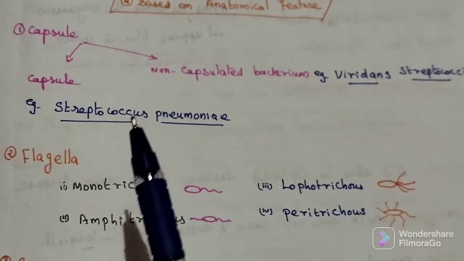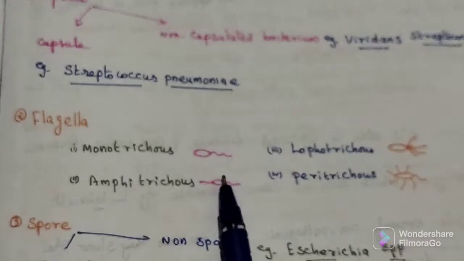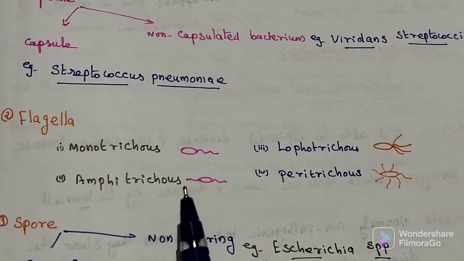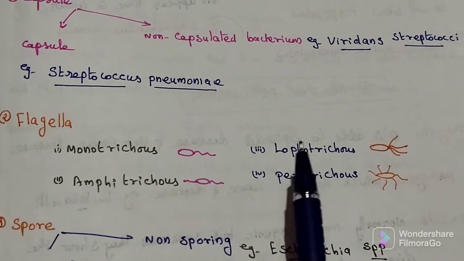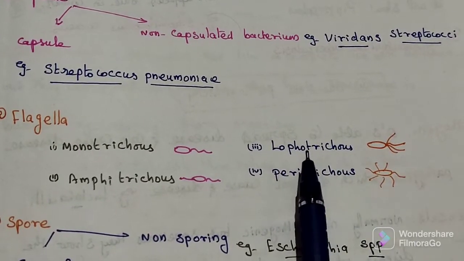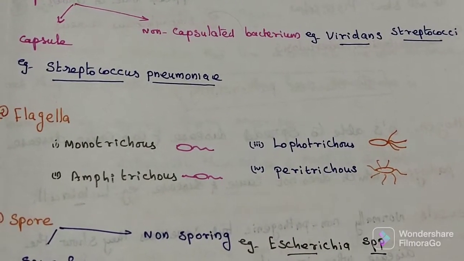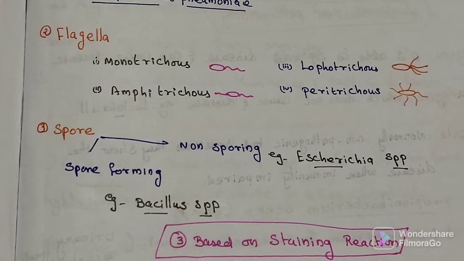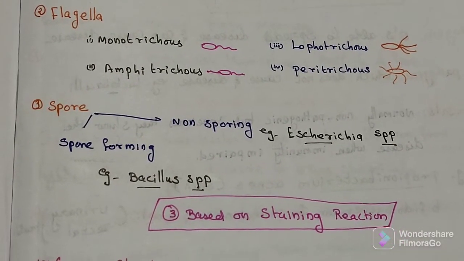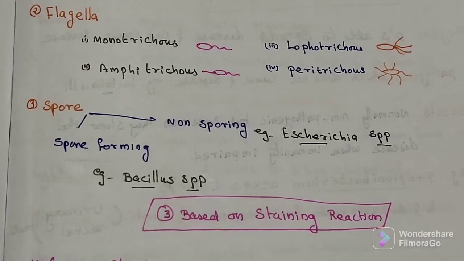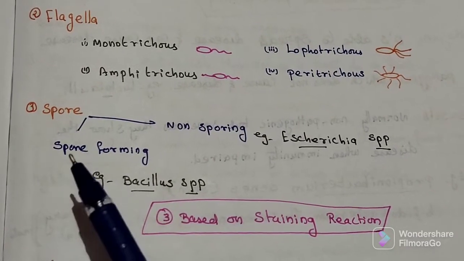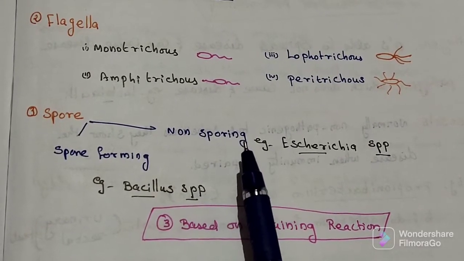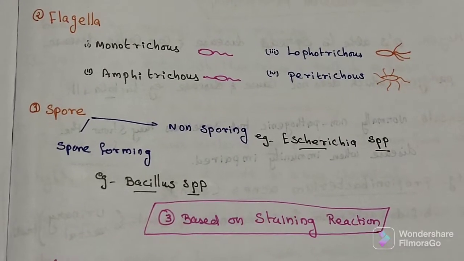Second anatomical feature is based on flagella arrangement. Only one flagellum means monotrichous. Both ends having a single flagellum means amphitrichous. One end having a bunch of flagella means lophotrichous. All over the body means peritrichous. Then third category is spore forming ability. They are classified again into two categories: spore forming bacterium and non spore forming bacterium. Spore forming bacterium example: Bacillus species. Non spore forming bacterium example: Escherichia coli.